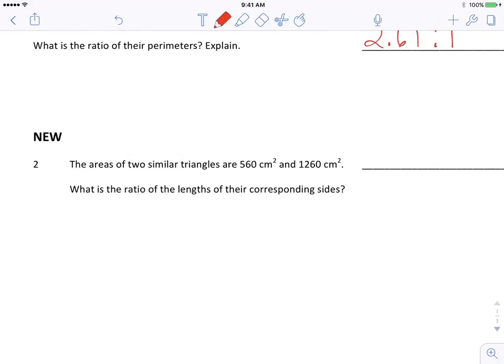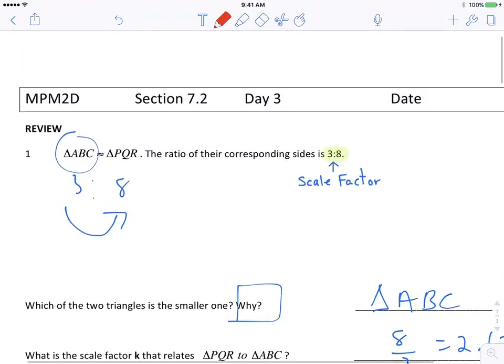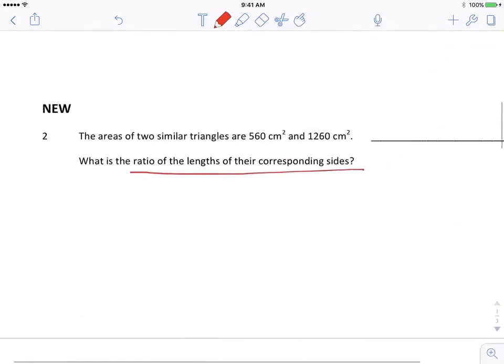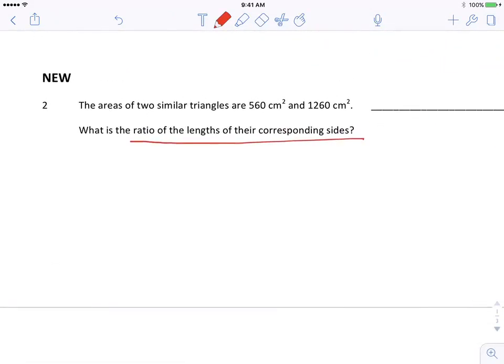The areas of two similar triangles are 560 square centimeters and 1260 square centimeters. What is the ratio of the side lengths of their corresponding sides? If you take a look at the very first question in review, the ratio of their corresponding sides in this case is 3 to 8. What it's really asking you is, do you know the scale factor, or k?